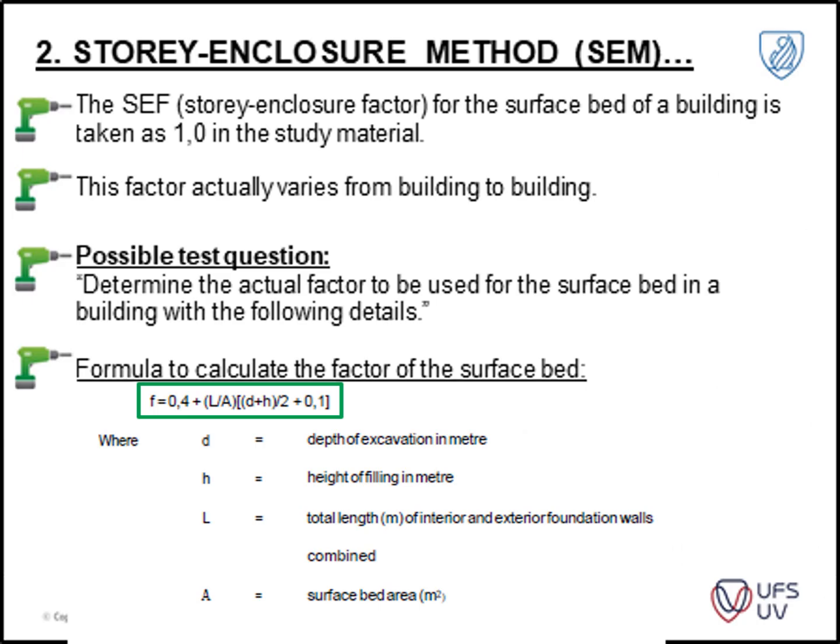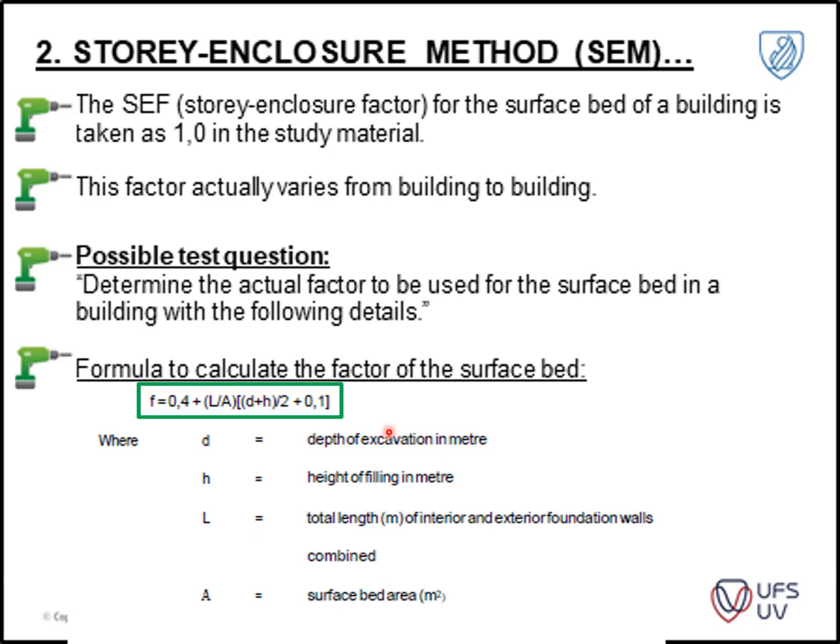Okay, looking at another example, your store enclosure factor for the surface bed of a building is usually 1. But the factor actually varies from building to building, so one wants to improve that factor and consider that whenever you're changing it. To determine the actual factor to be used for the surface bed in the building, we use the following formula.